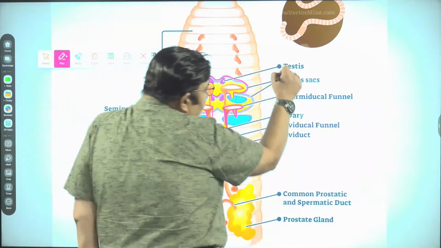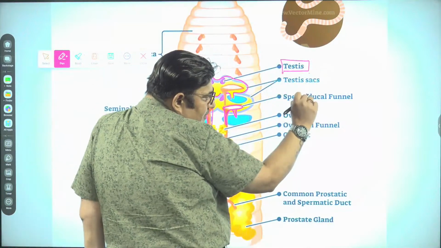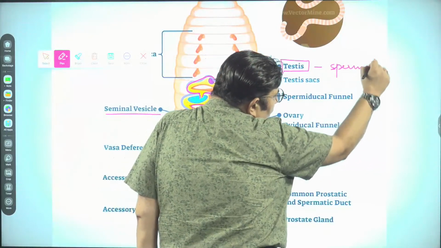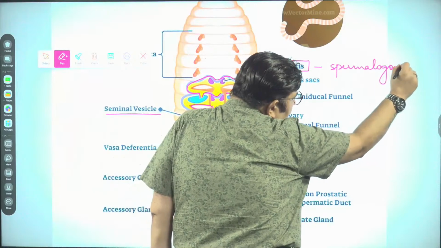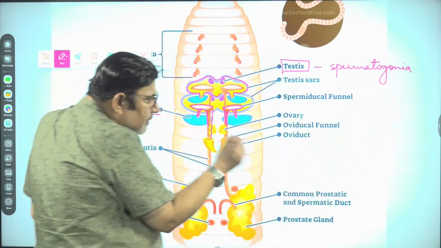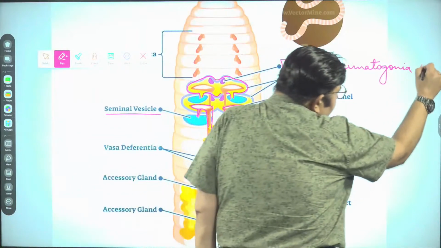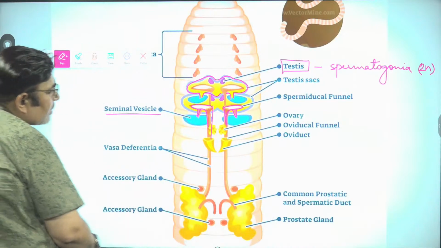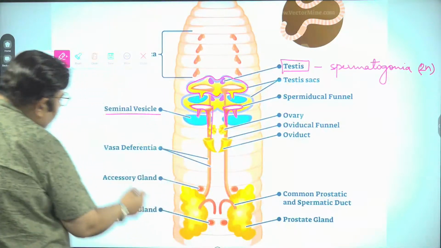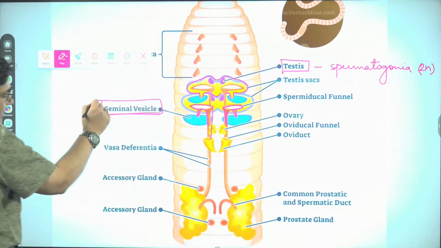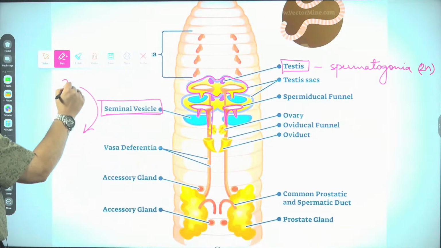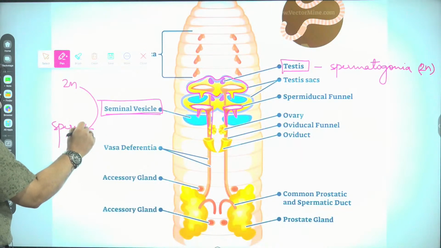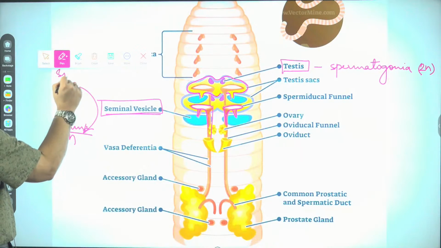Actually, the testes are not producing the sperms. Testes are producing spermatogonia. Spermatogonia are diploid cells. Sperms are haploid. Spermatogonia are transformed into sperms in the seminal vesicle. So the diploid cells become the sperms, the haploid cells, in the seminal vesicles.